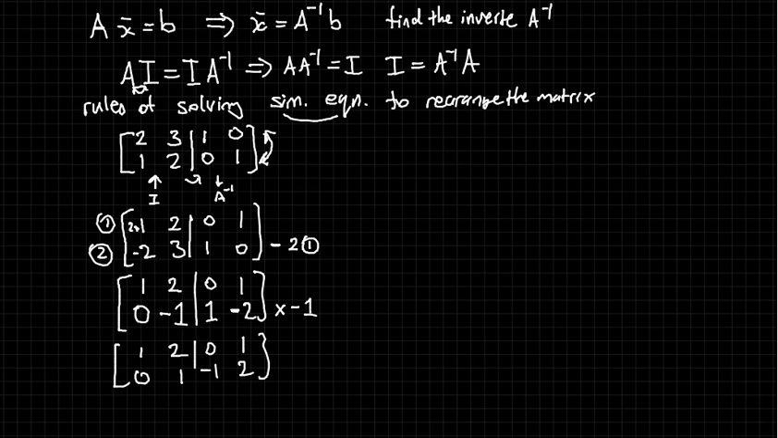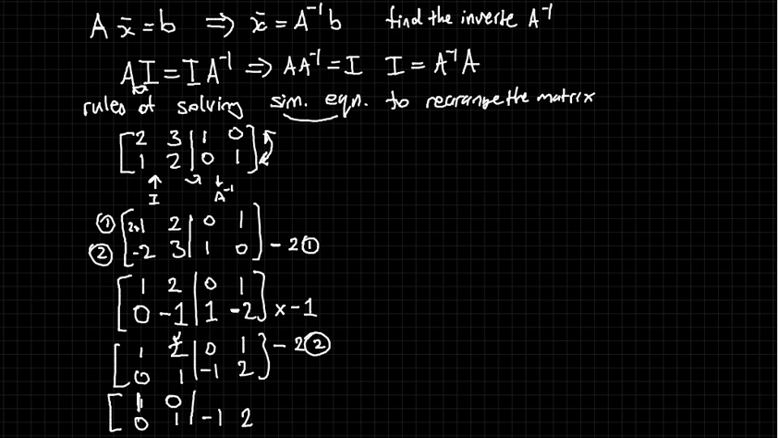Now I'm going to multiply this whole row here by negative 1, because that's another thing we know. We can multiply rows by numbers, and we can subtract off multiple rows off each other. So this becomes 1, 2, 0, 1, 0, 1, negative 1, 2. The next thing I'm going to do is I'm going to try and get rid of this 2 here. And so I can subtract 2 times the second row.